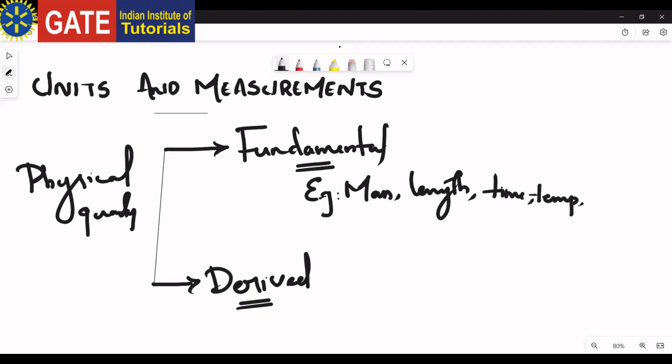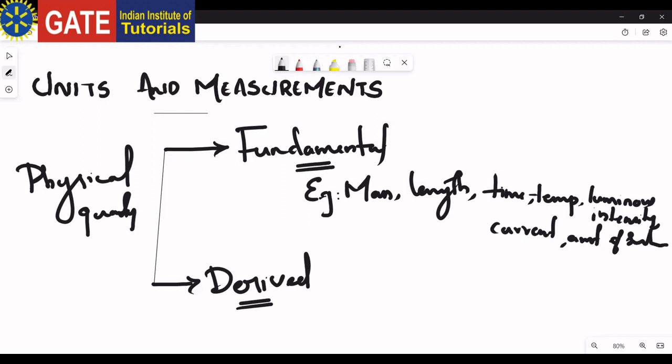Then, yes, luminous intensity. We call it luminous intensity. Then, yes, current is an example. Yes, amount of substance is also an example. Okay, so all these come under fundamental physical quantities.